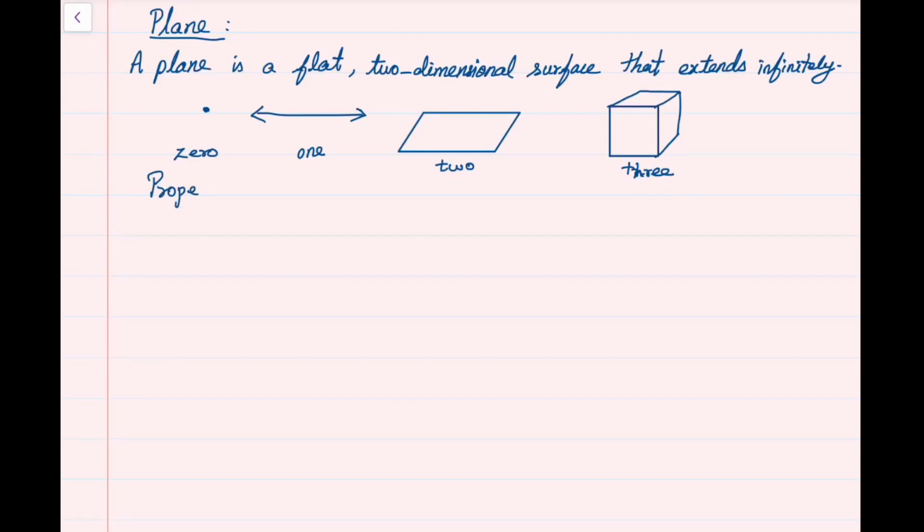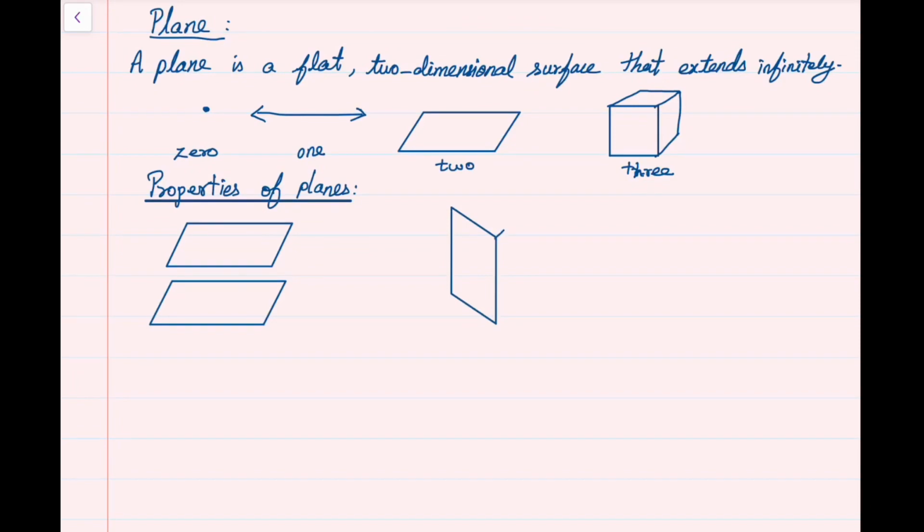Let us see some properties of planes. If you consider two planes, either they should be parallel or they have to intersect along a line. And this is the line of intersection. We don't have skew planes in 3D.